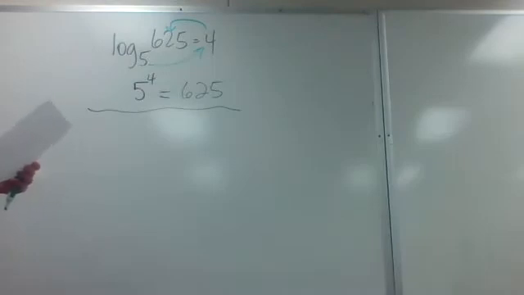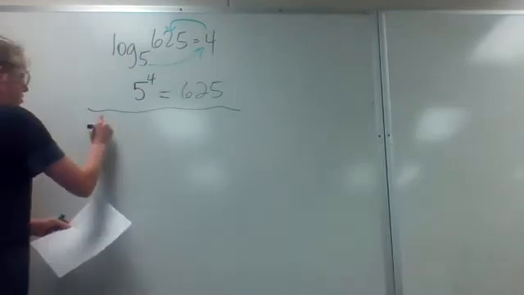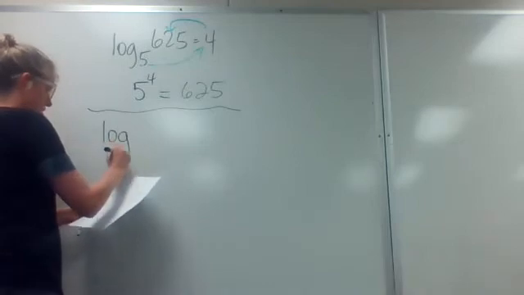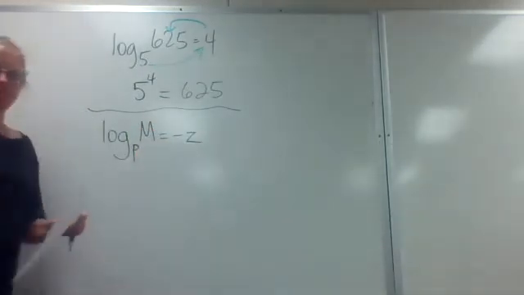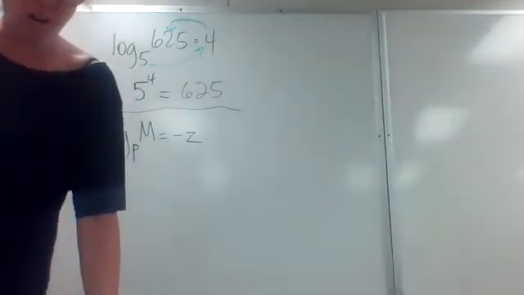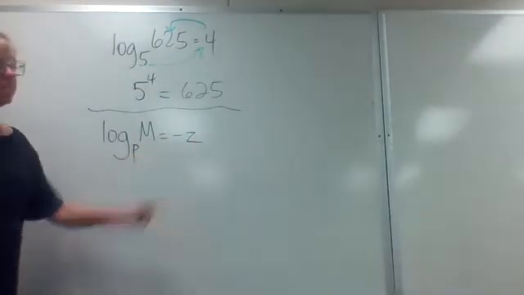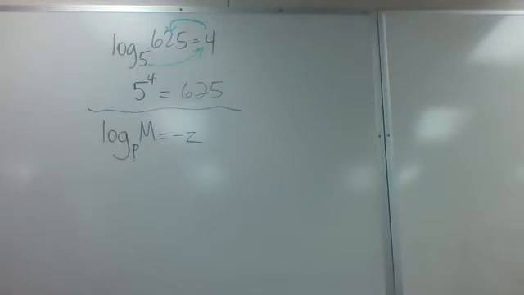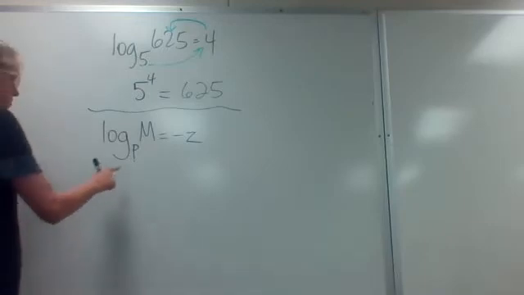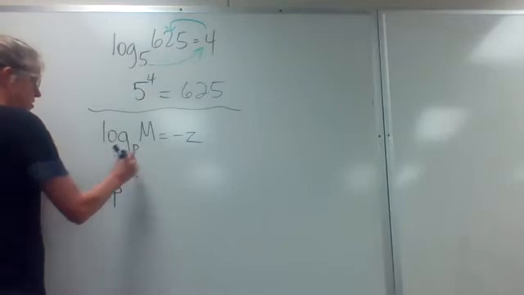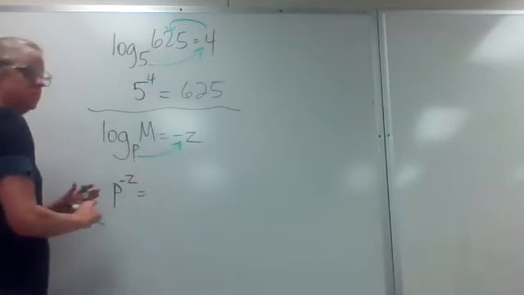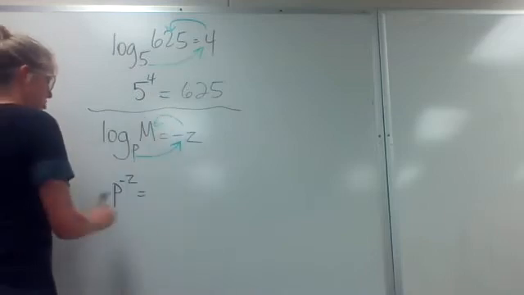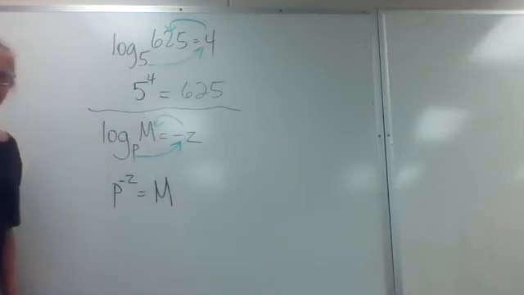Same thing. Log base p of m equals -z. And remember, these are case sensitive. So the p and the z are lowercase and that m is capital. So I'm going to have p to the -z power is going to be equal to m.